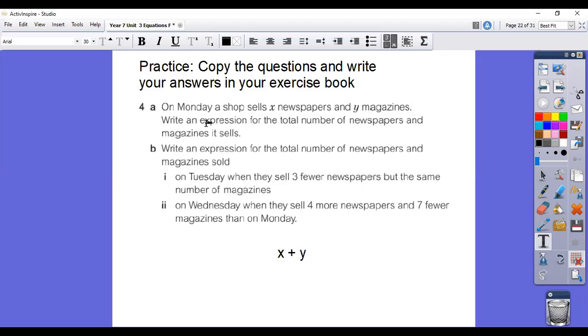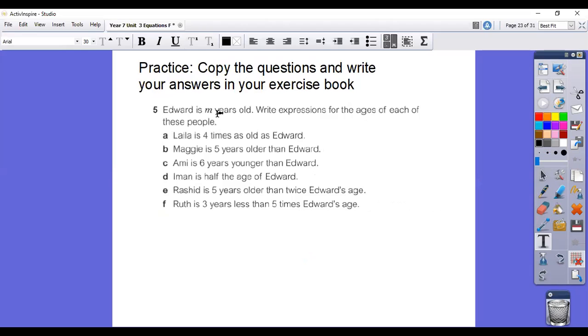Again, I'll let you finish off part B, 1 and 2, and then remember to write your answers in your book once you've copied the question. Next question, question 5. Edward is M years old. Write an expression for the ages of each of these people.